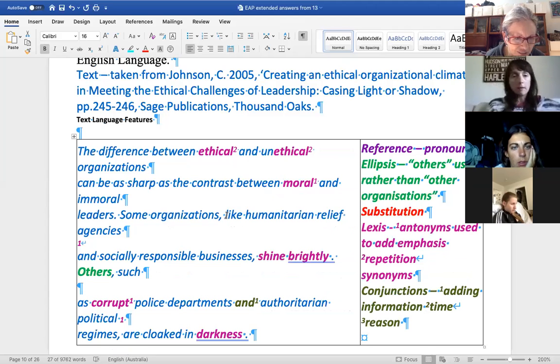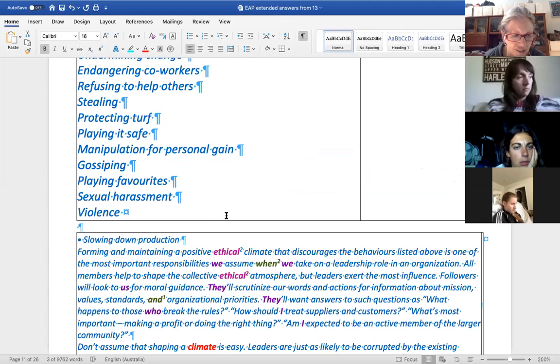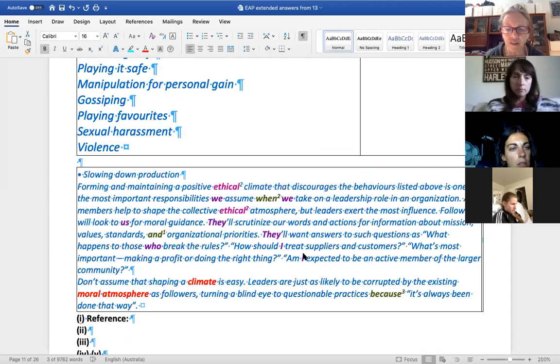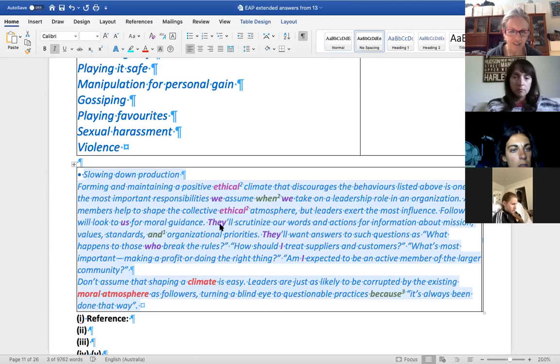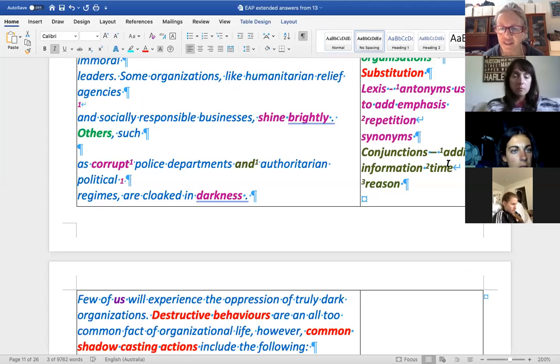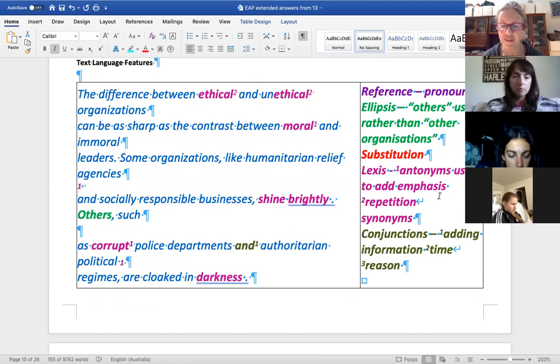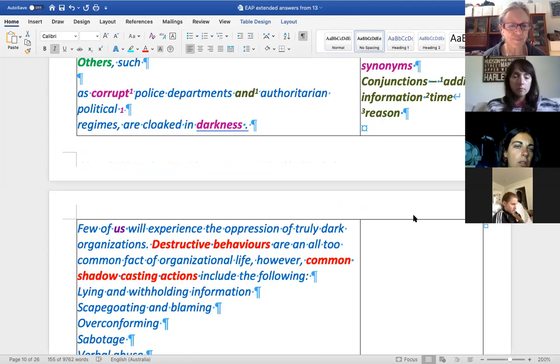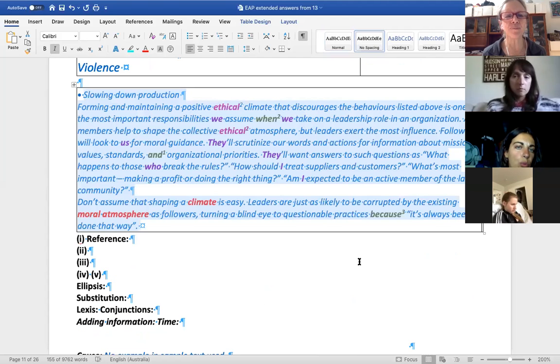It's got a list. And the next part down here, that's continued. So the conjunctions are in the greeny colour, and the pronouns in the purple colour. So pink, that's up here. The pink is lexis, antonyms used to add emphasis and repetition. So I can't really help you with it. You just got to make something like that.